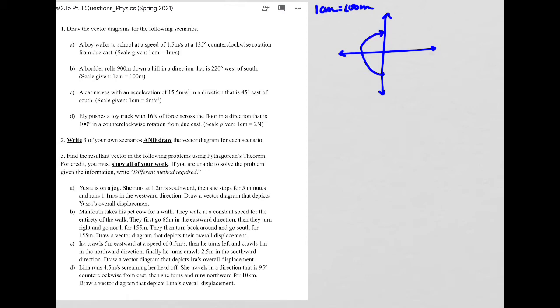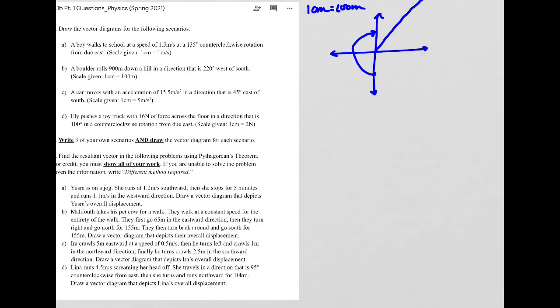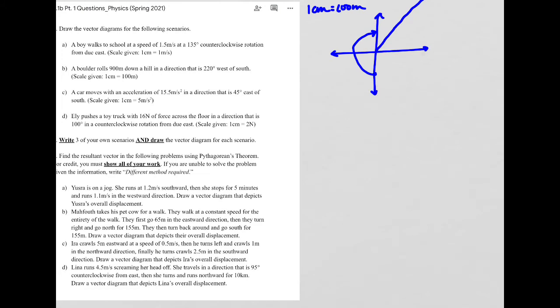So what we need to do now is figure out how many more degrees we have left. 220 minus 180 is 40 degrees. So we're going to be about right here in this direction, and I need to make sure that I am to scale, and I did not give myself enough room.